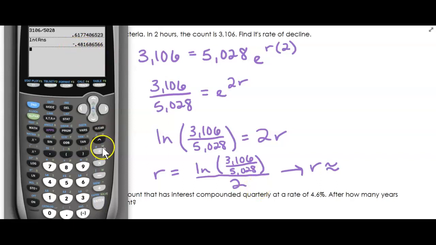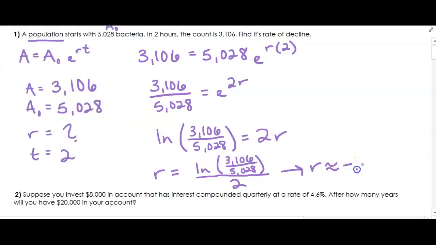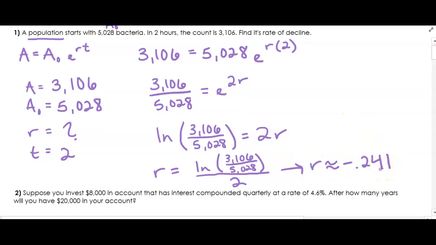And the last thing I need to do is divide it by 2, and I end up getting an R of about, let's see, negative 0.241. So negative 0.241. And that's going to be my answer. That is my R. It is negative, which I was expecting and needed. And that looks great. I found my rate of decline. Let's move on to number 2.